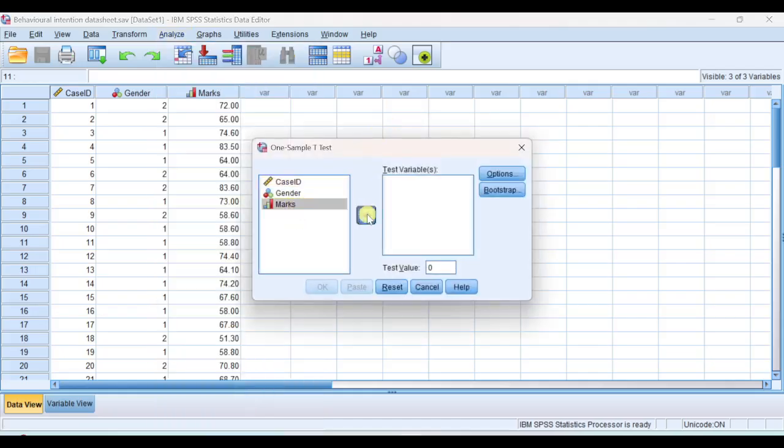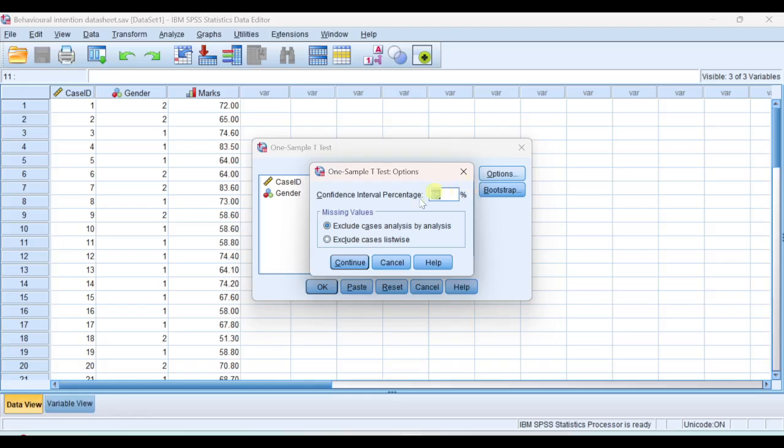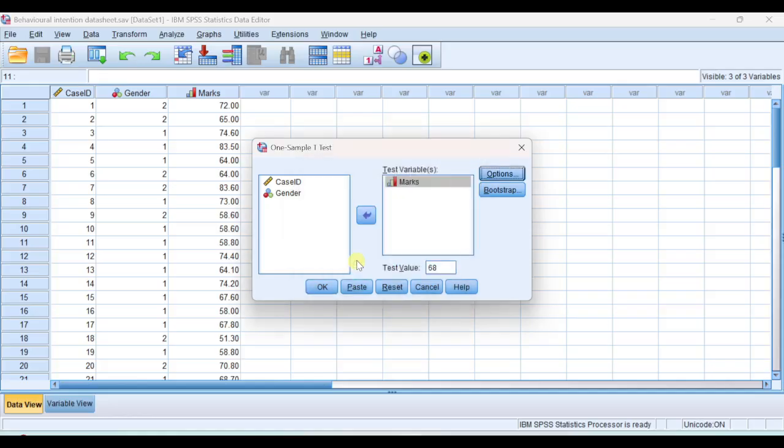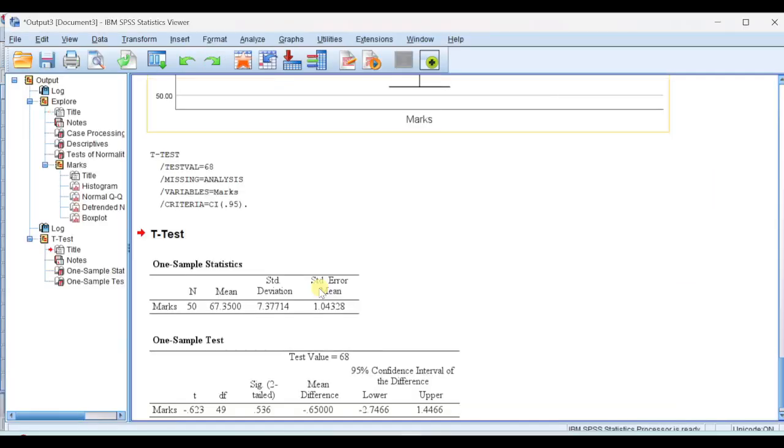I take the marks in the test variable, and in the test value I have to put that average which I already have, the population mean, that is 68. I go to options, nothing has to be changed over here. Confidence interval percentage has to be 95%. Click continue and click OK.